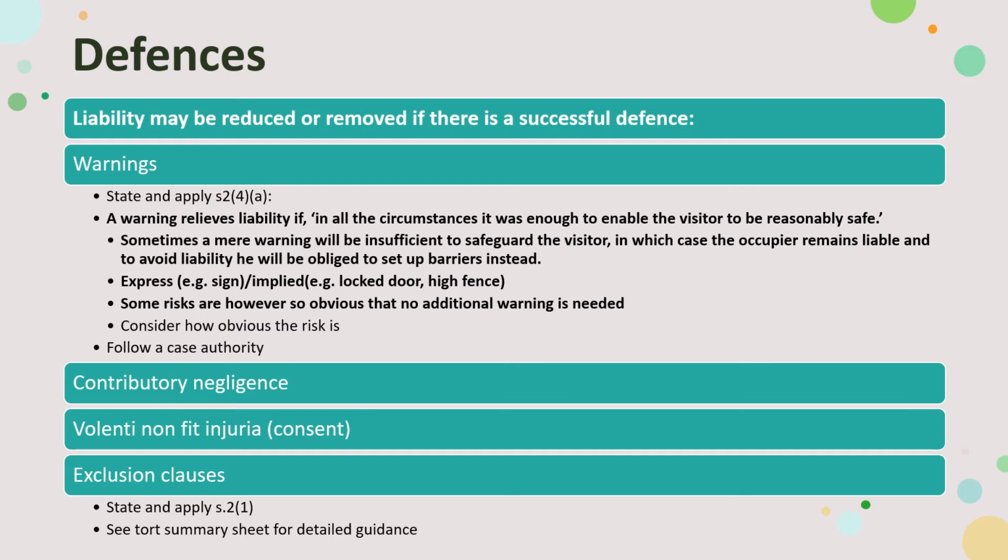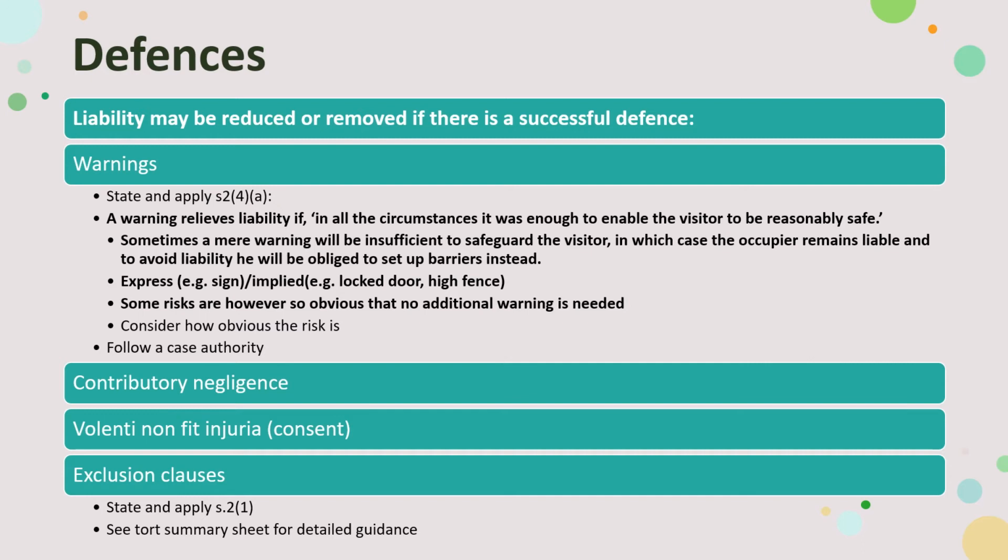You can give express warnings, for example, a sign. Okay, so you've warned people not to go in there by using a sign. But it can also be implied, so if it's a locked door or a very high fence or barbed wire, for example, then this is a sign, isn't it, to say don't come in here.